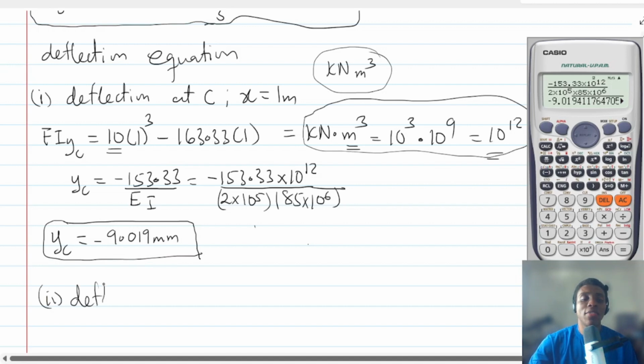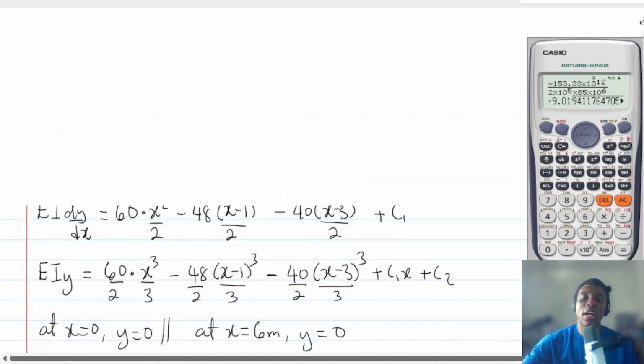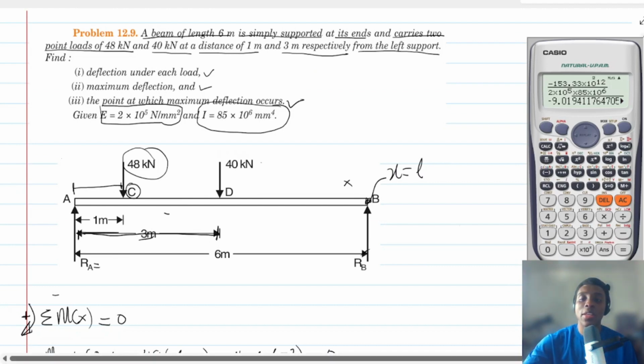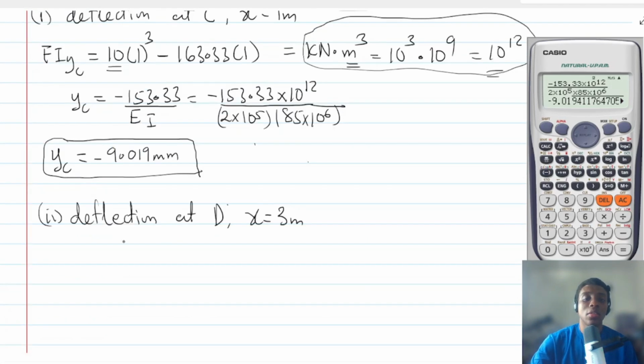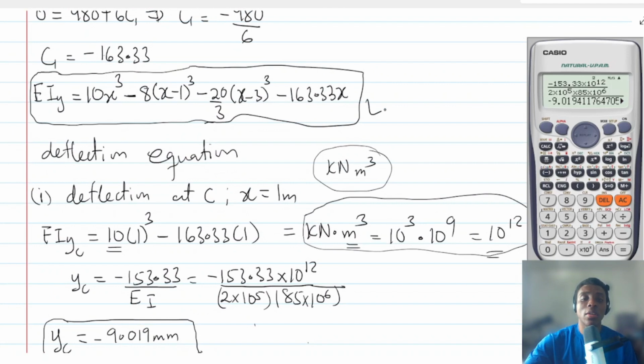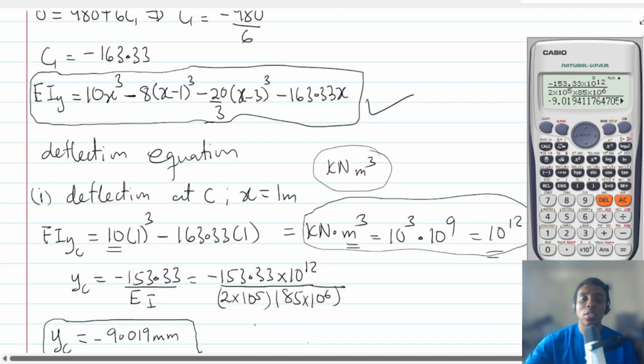Now we need to find the deflection at D, that is at x equals 3 meters. Let's solve for the deflection at this point. So for this point, we are just going to say at x equals what? At x equals 3. That's all. All right. So at x equals 3, let's do it together. So we are going to use the same equation. This one. But we are going to use at x equals 3. You see that if you put 3 here, okay, let's do it.